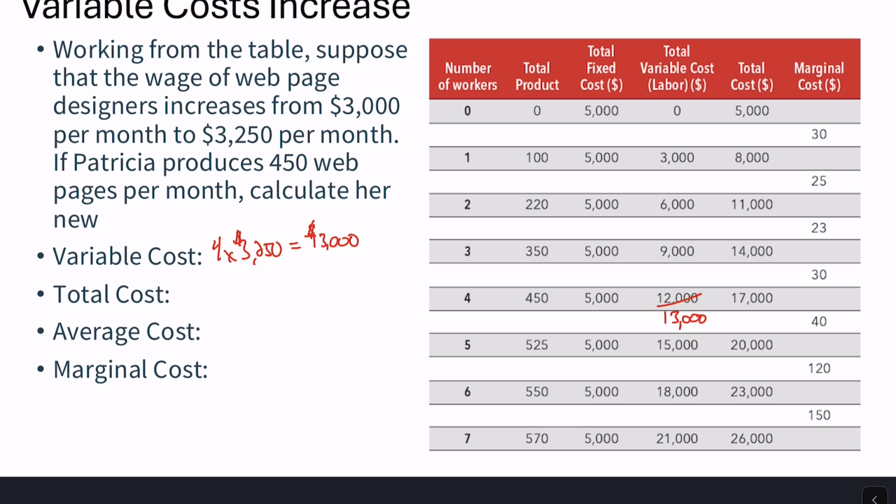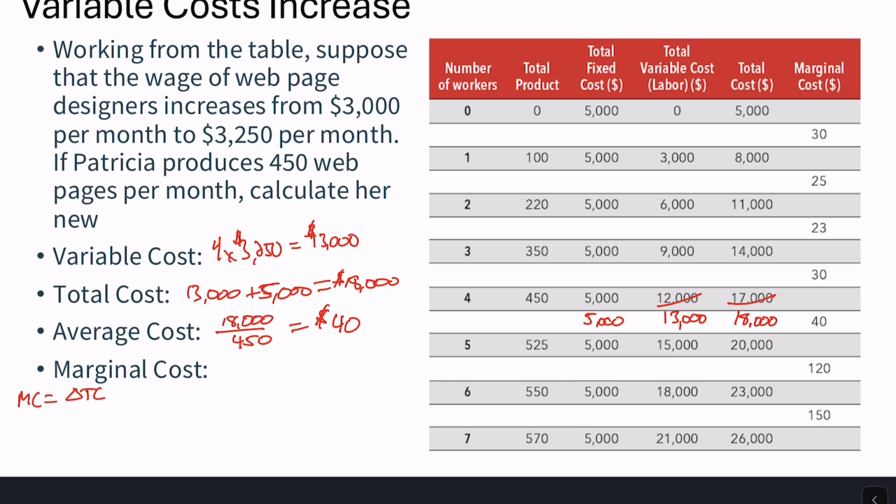Our total cost now will be that $5,000. Fixed costs didn't go up, so 5,000 plus 13,000 will give us a new total cost of $18,000. So the 13,000 plus 5,000 fixed equals $18,000, like so. Average cost is just total cost of 18,000 divided by the output level. The output level is now 450, and so that's going to give us an average cost of $40 for that one.